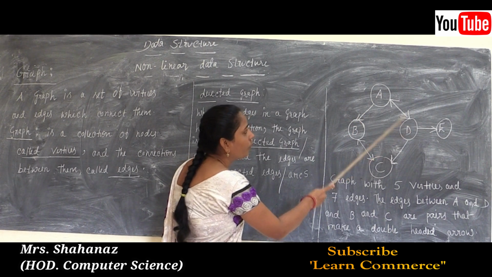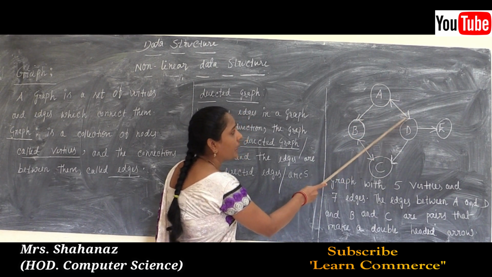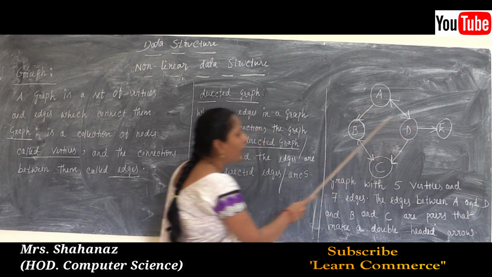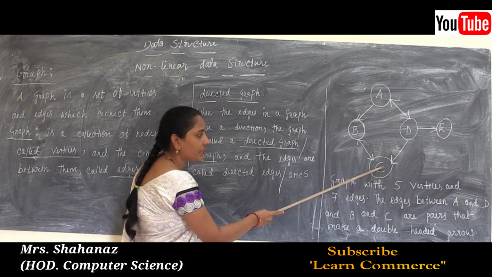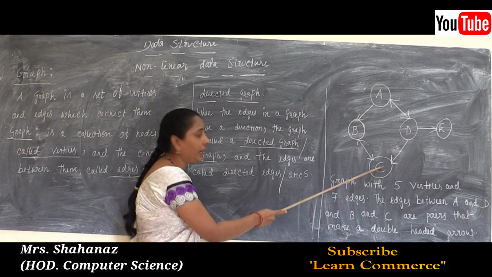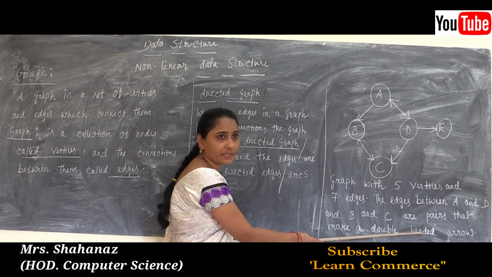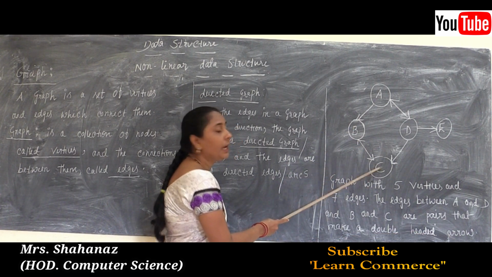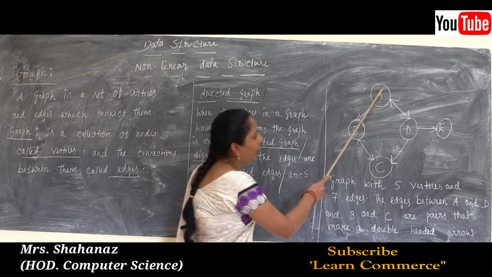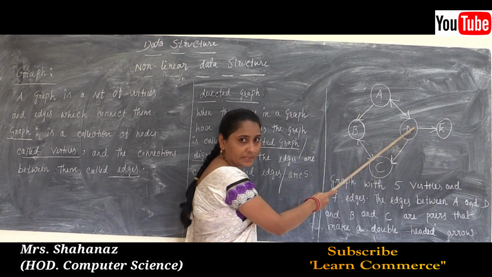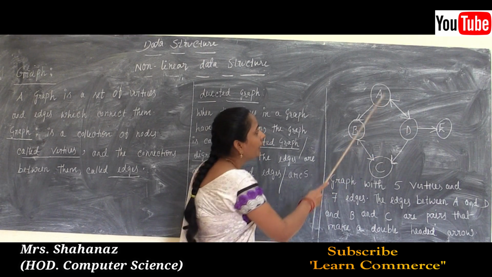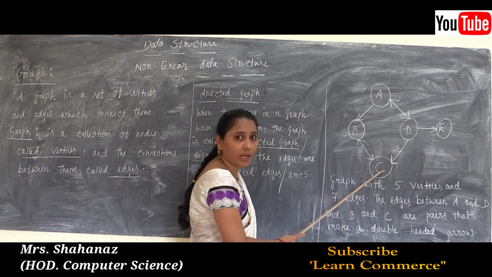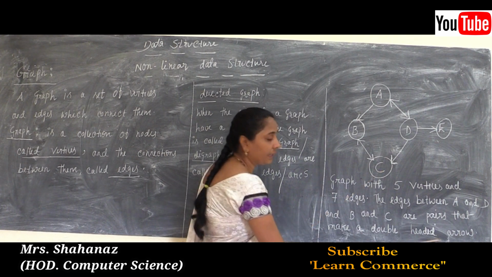Clear this point? Why? Because here 2 links are there, the edge or links between A and D, and also B and C are paths that make a double-headed arrow. Why? Because how many links are there between B and C? It also contains 2 links. A and D also contain 2 links. That means A and D are paths, B and C are paths, and they make a double-headed arrow.